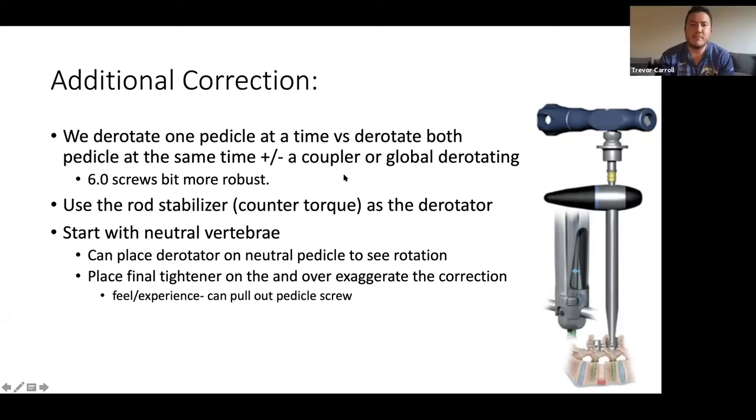And then, so we do one pedicle at a time, or one screw at a time. And we'll show you the video. You could use couplers or, I guess it's called the sandwich, like a global derotating where you put them all in one device.